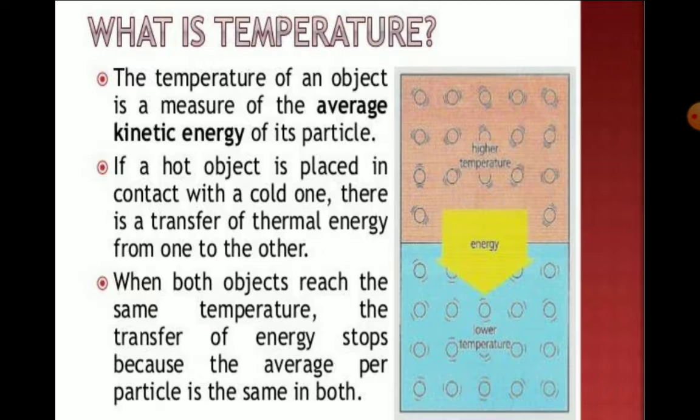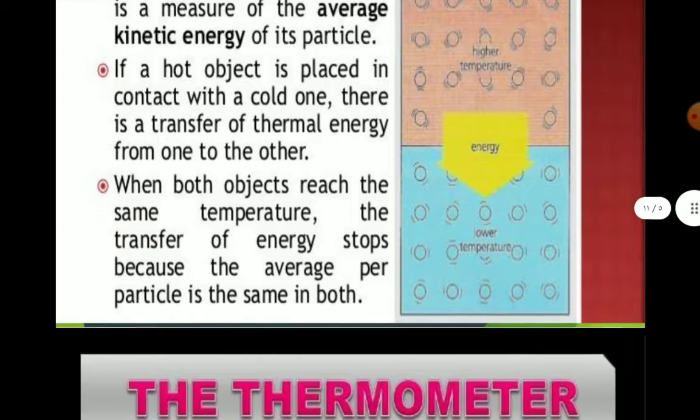The temperature of an object is a measure of the average kinetic energy of its particles. If a hot object is placed in contact with a cold one, there is a transfer of thermal energy from one to the other. When both objects reach the same temperature, the transfer of energy stops because the average energy per particle is the same in both.